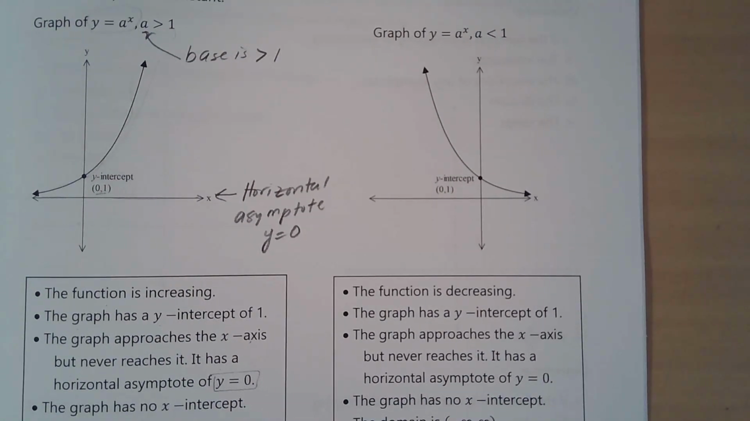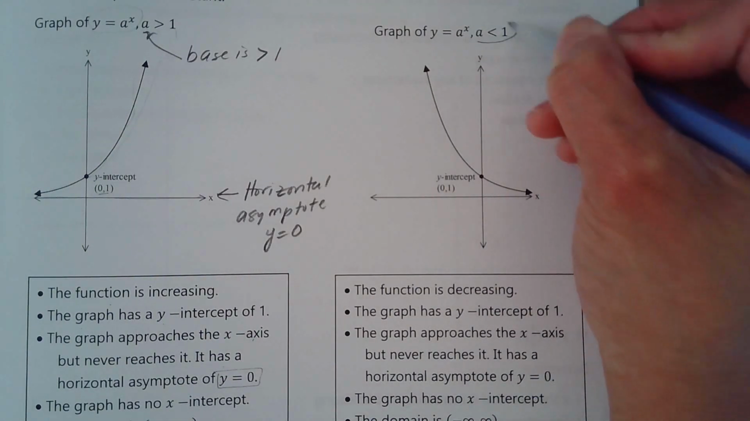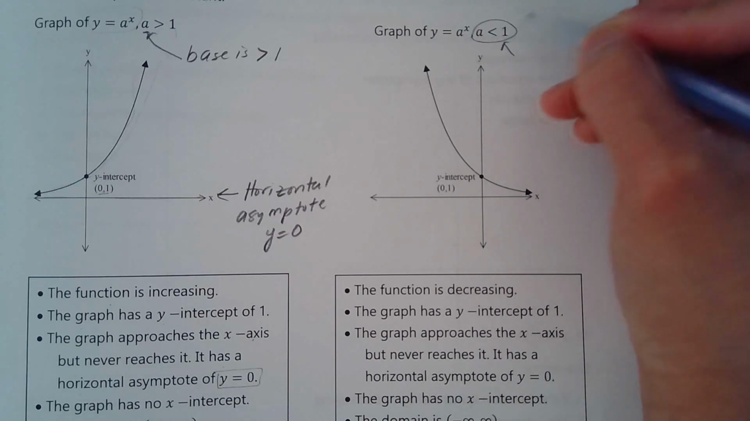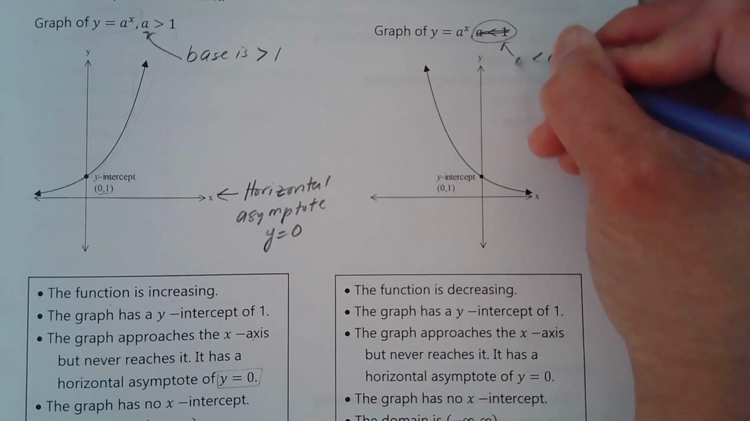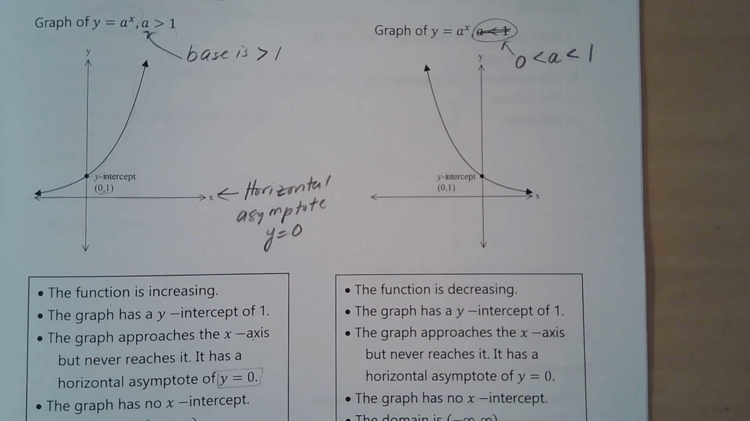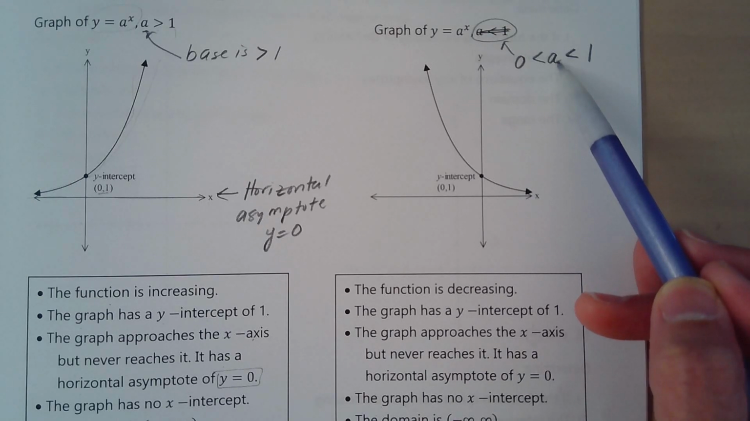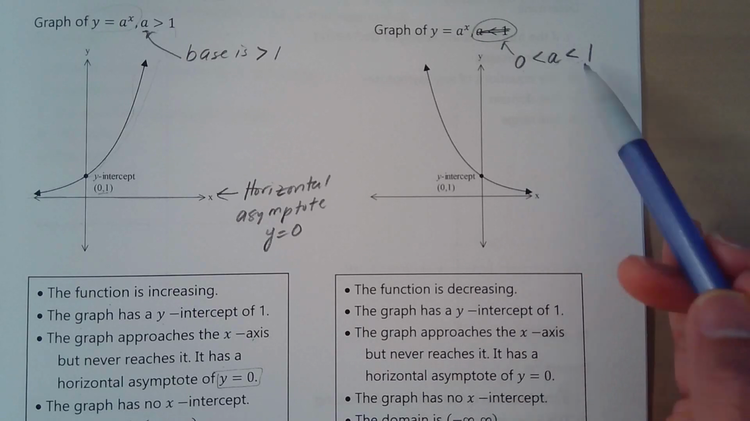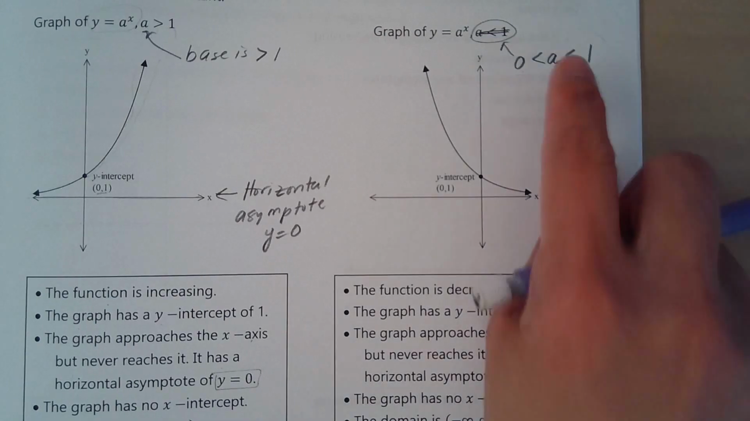Now, for graph number 2. The graph of y equals a to the x, and this one has to be changed a little bit. So can we change this to, the a has to be between 0 and 1. So a is still a positive value, but it has to be between 0 and 1. Okay, so let's make that adjustment right there.